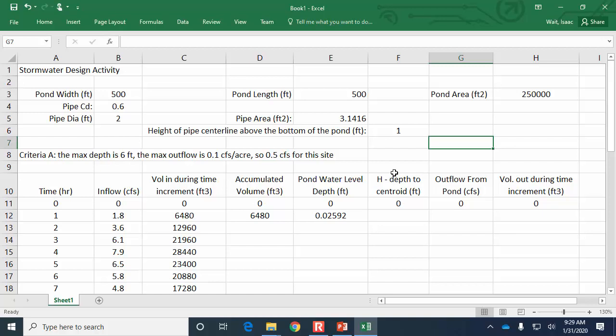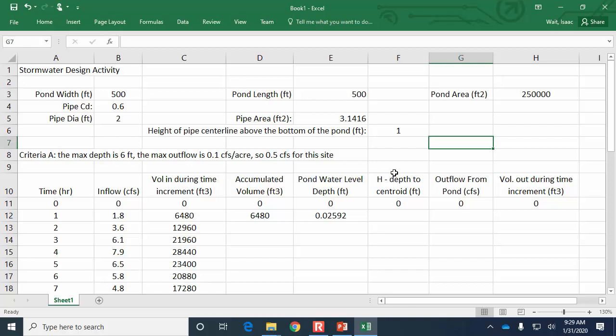In other words, let me draw a sketch of it here on the whiteboard. Right now, with the design that we've got, here's the bottom of the pond, here's the pipe out, and the water depth is only this high. And so it's not going to be the orifice equation. The opening has to be fully submerged for us to be able to calculate the outflow by the orifice equation.